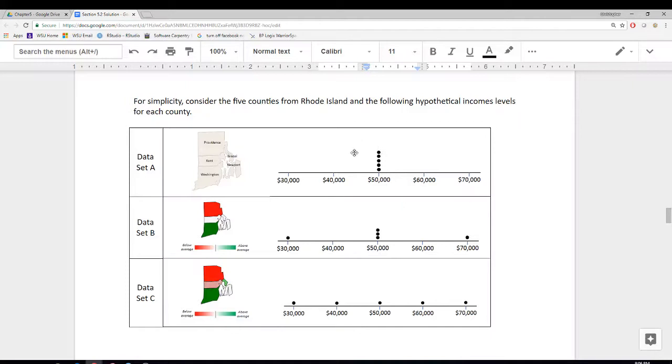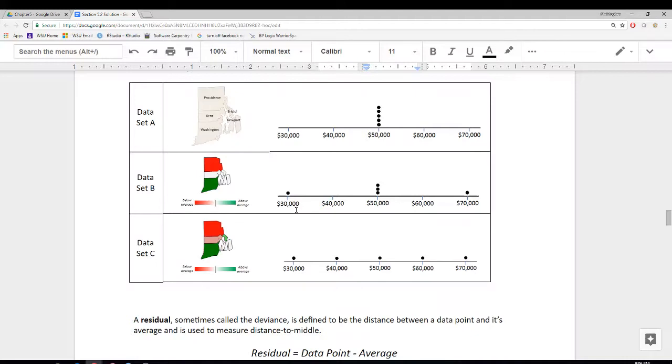Certainly, I think we could agree that data set A has the least amount of spread because all of the data points, or the incomes from these 5 different counties, are exactly the same. So data set A has less spread than either of the other 2 data sets. But let us consider data set B and C. Which of these 2 have less spread?